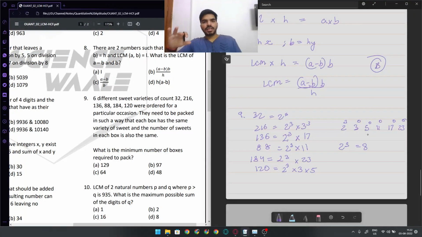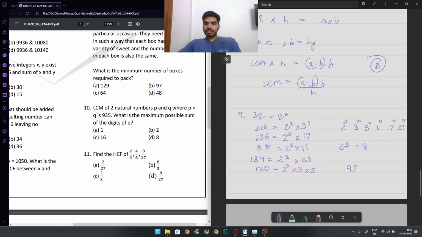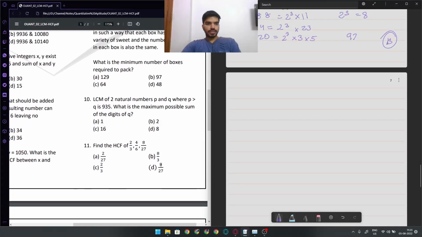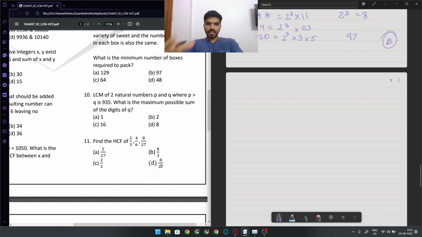That means each packet will have 8 of each sweet, like a multiple of 8 kind of thing. You will take the total sweets, add them up, and divide by 8, which, ignoring the calculation, will be 97. That means 693 something will be the sum of all the sweets provided to us. Okay, so 97 boxes. Option B. 10th question. LCM of two numbers P and Q, where P is greater than Q, is 935.